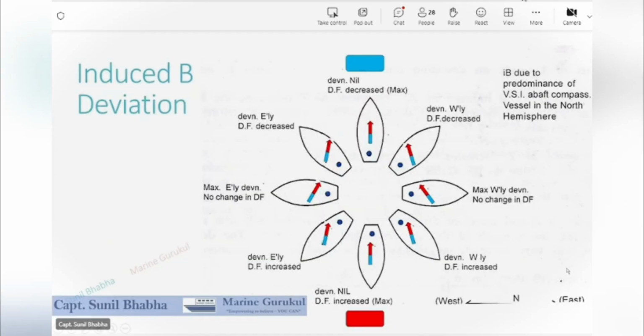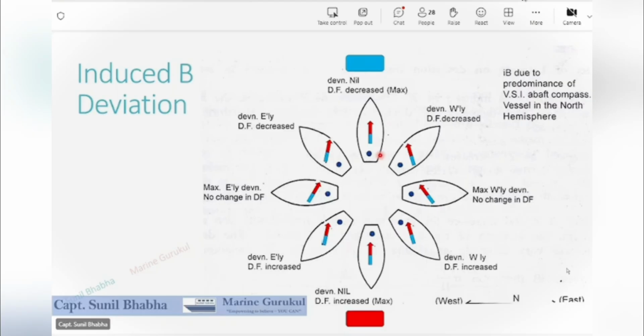Let us now try to understand the deviation generated by induced B coefficient. So you can see the ship on cardinal and intercardinal headings, and we can see the compass needle. The north end of the needle is red, the south end of the needle is blue, and we have a ship having a vertical soft iron aft of the compass, abaft of the compass.